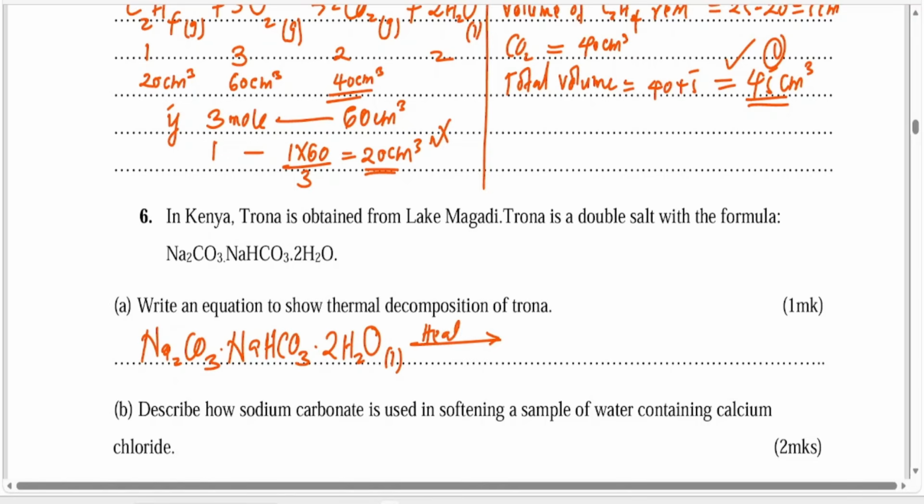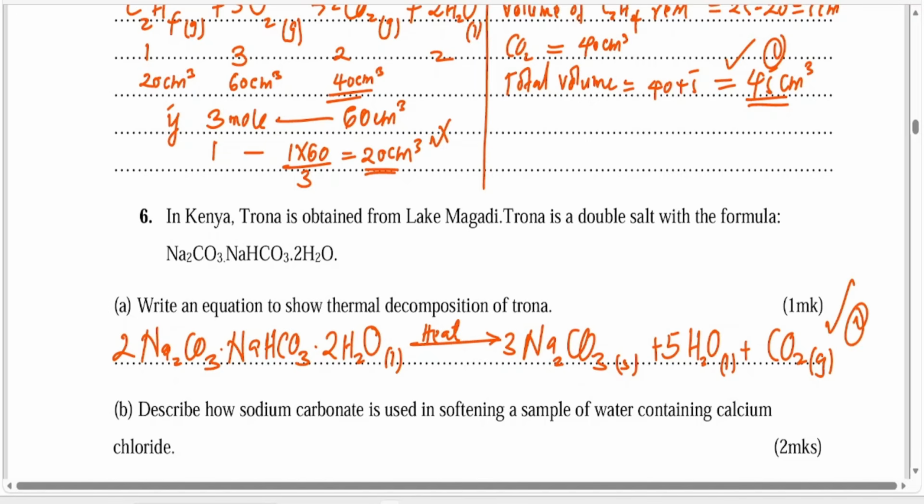Then I break this through heating, and I obtain sodium carbonate. And sodium carbonate in this case is a solid. I obtain water and I obtain carbon dioxide gas. I balance the equation by putting a 2 on Trona, a 3 on sodium carbonate, and a 5 on water, and this gives you 1 whole mark.